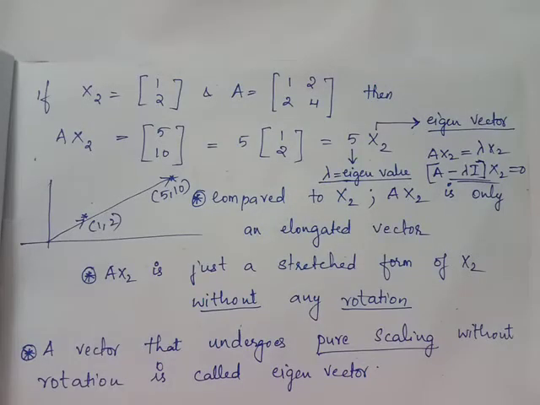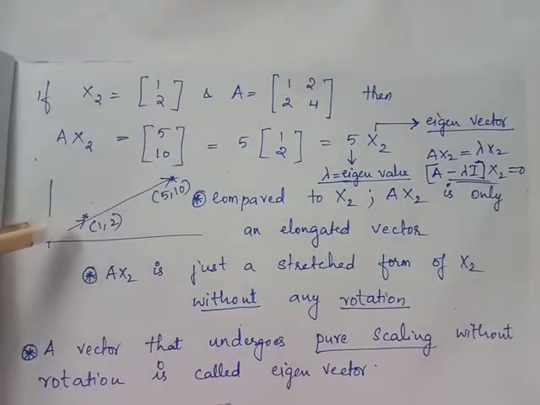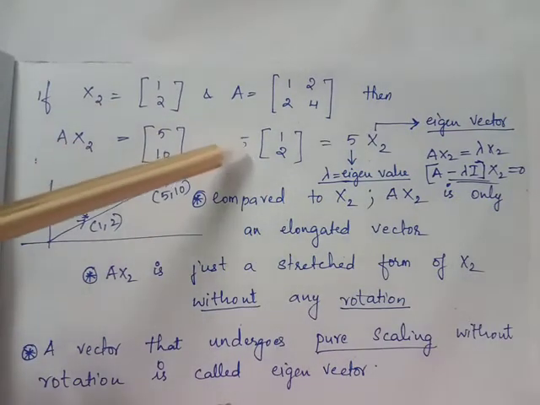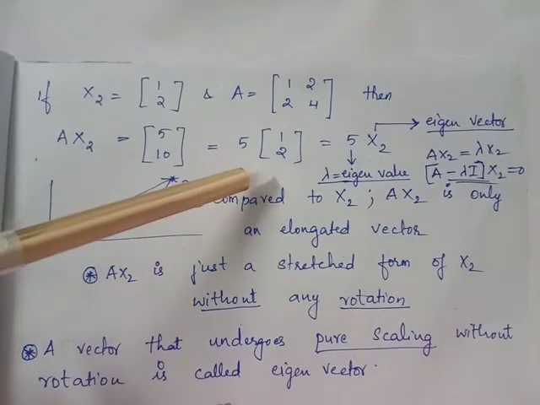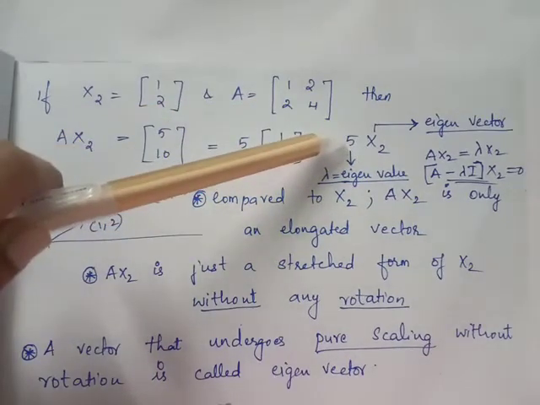If you consider another column matrix 1, 2 and multiply it by the same 2 by 2 matrix A, when you evaluate AX2, you get the column matrix 5, 10. When you plot x2 and AX2 graphically, you see that these two vectors are lying on the same straight line. You can verify this mathematically because 5, 10 can be expressed as a scalar multiple of the original vector 1, 2. So you can write AX2 equal to 5x2.